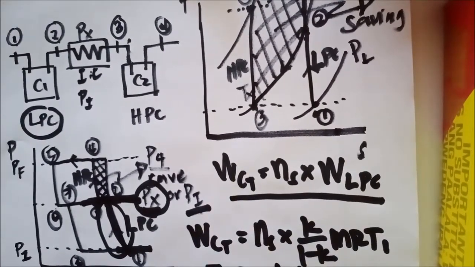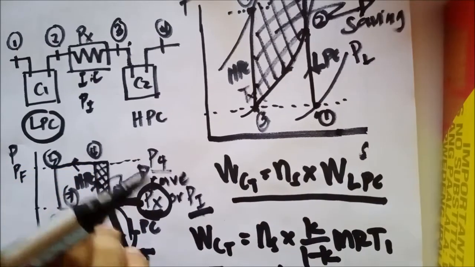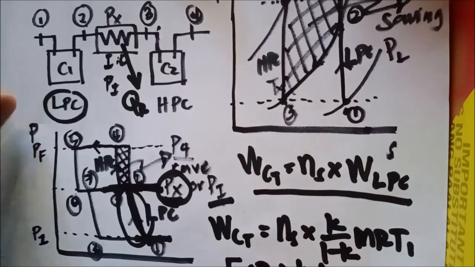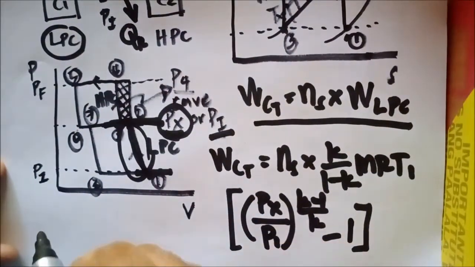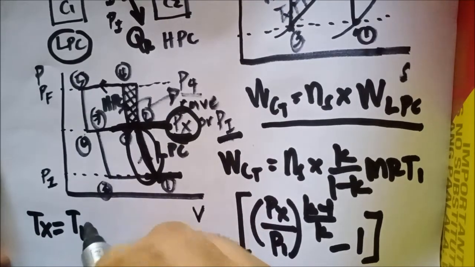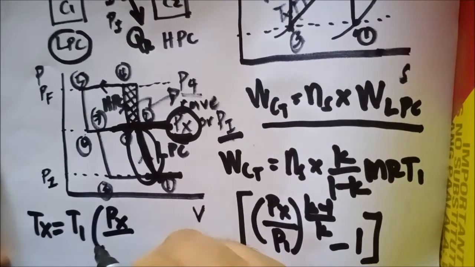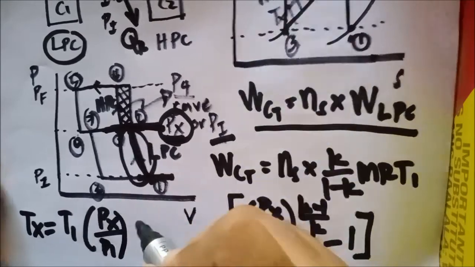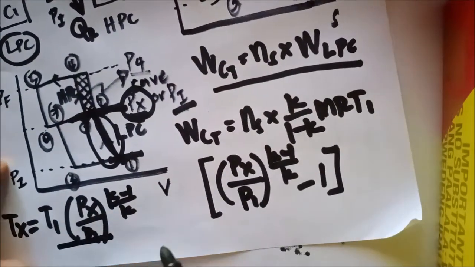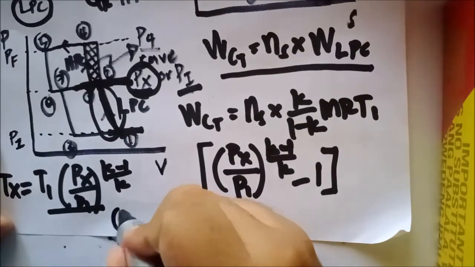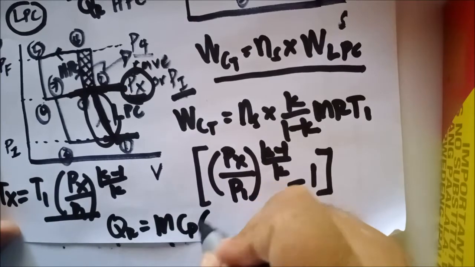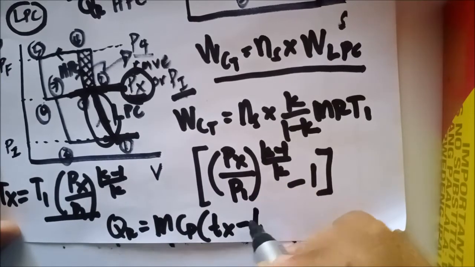Now to solve for the rejected heat, because there is a QR here, we could solve for Tx. So Tx is what? Tx is T1 times Px over P1 to the K minus 1 over K. So now that we have Tx, we can now compute for the QR. QR is MCp Tx minus T1.